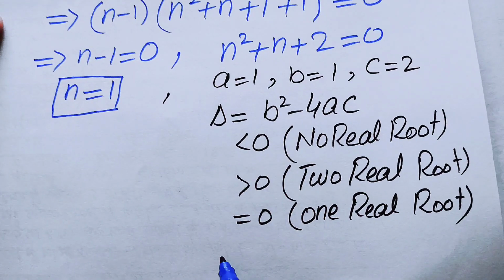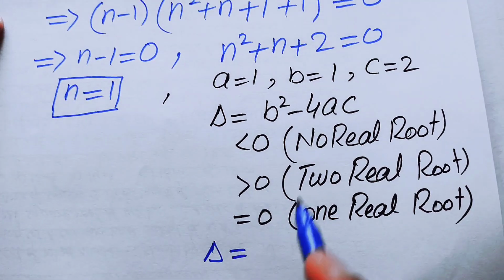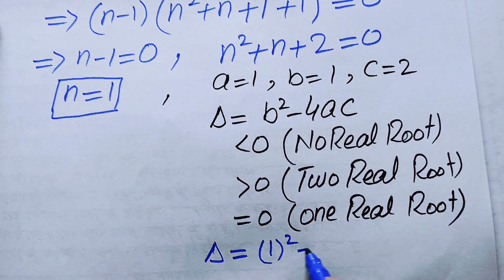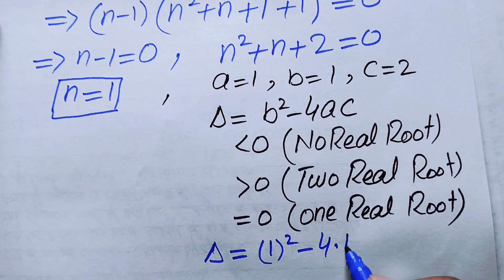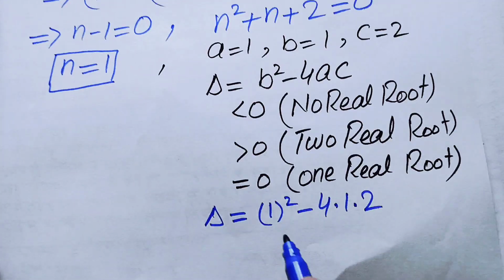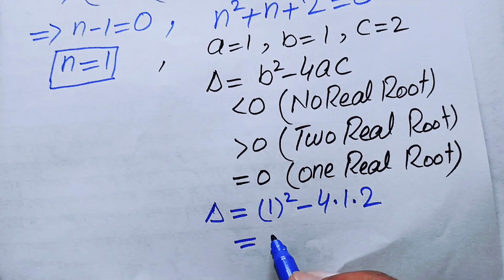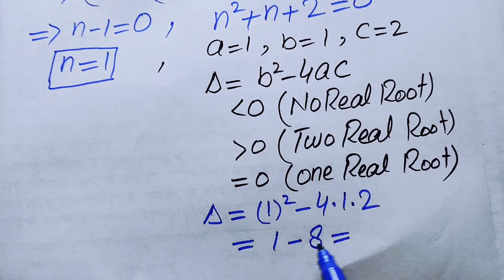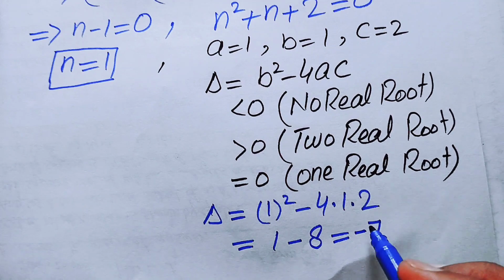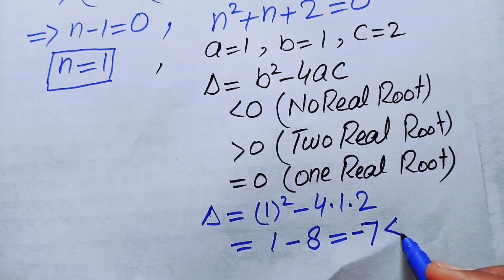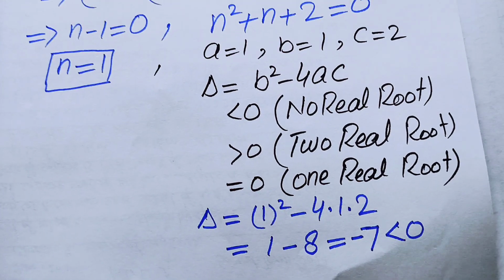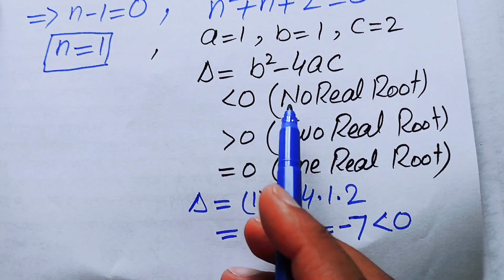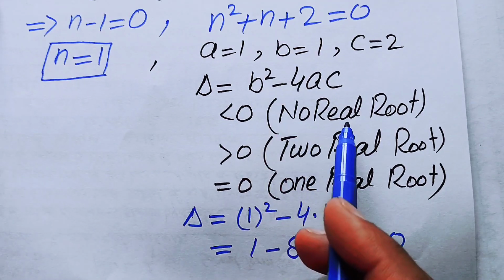And now we can check the behavior of this delta by putting the values of a, b and c in this formula, and here you obtain delta is equal to b squared, and the value of b is 1, so 1 squared minus 4 times a is 1, and c is equal to 2. So here you have 1 squared is equal to 1 minus 4 times 2 is 8, and 1 minus 8 is equal to minus 7. And here you see that our delta is less than 0, and here I can write, if the value of delta is less than 0, then we can say that this quadratic equation has no real roots.